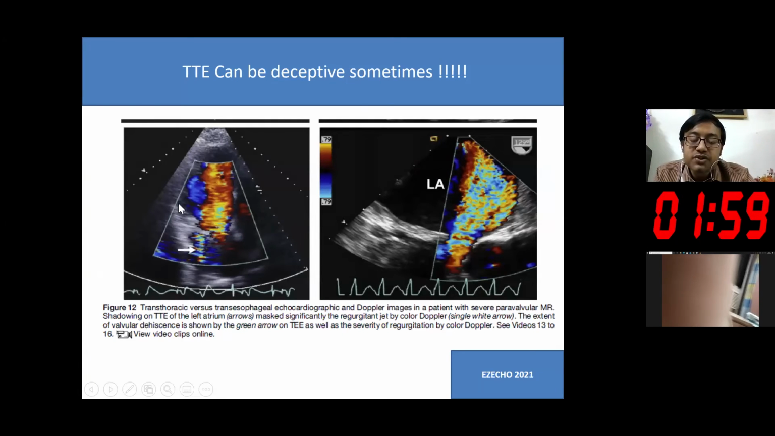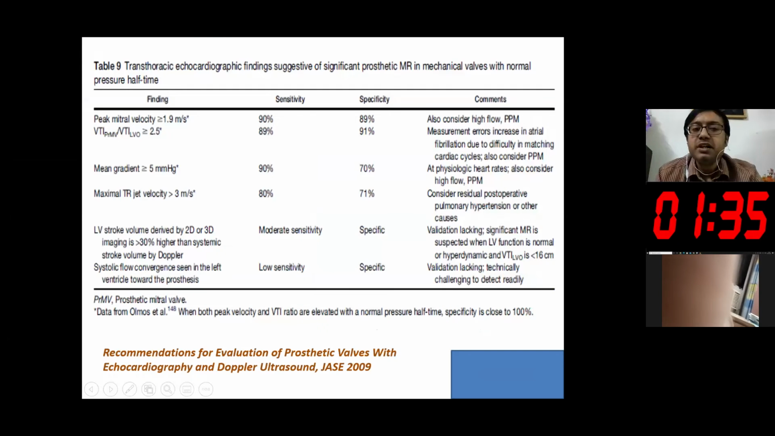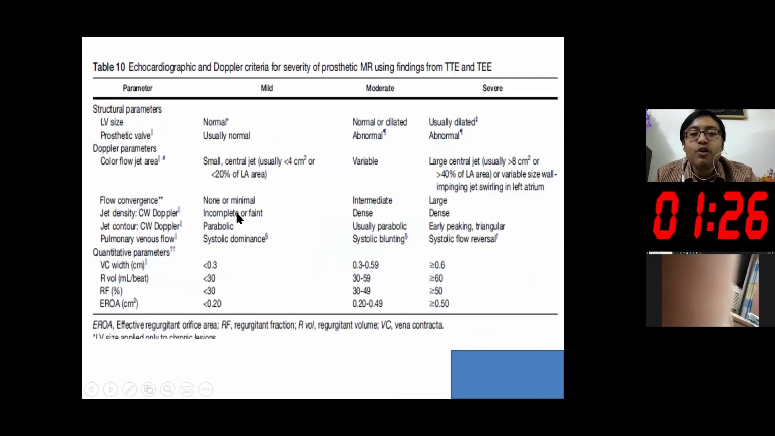The left image shows a transthoracic echocardiogram of a prosthetic mitral valve, showing only mild mitral regurgitation, but the patient presented with symptoms of acute LVF. Whereas the transesophageal echo in the same patient in a different view shows severe mitral regurgitation on color Doppler. So we have to corroborate not only by echocardiography but also by the clinical presentation of the patient. I am not going into the parameters of transthoracic echocardiographic findings, as we all know them.